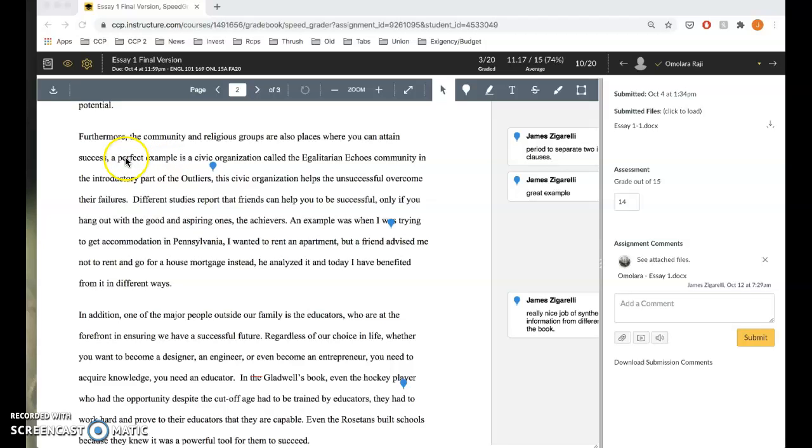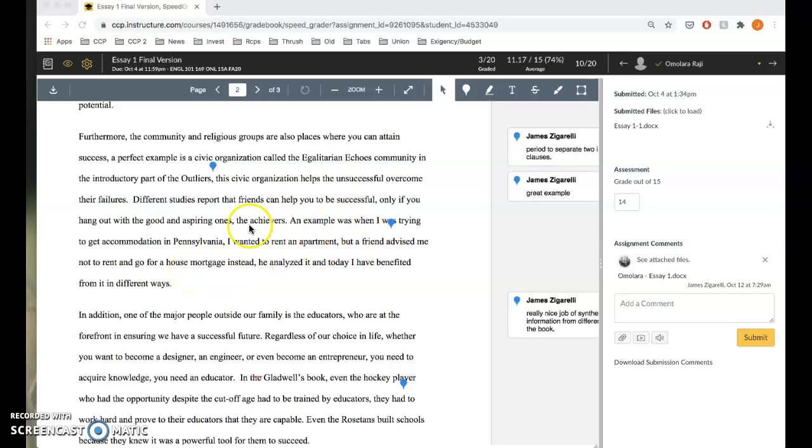So here she moves from family into community and religious groups, right? So one thing I want to point out is this is a nice job of kind of organizing into discrete parts and finding a new way to support her argument that it's the people around you, right? So furthermore, the community and religious groups are also places where you can attain success. A perfect example is a civic organization called the Egalitarian Echoes Community in the introductory part of Outliers, right? And she connects this to her own life where she talks about how somebody helped her get an accommodation in Pennsylvania when she wanted to rent an apartment, and a friend advised her not to rent but to buy a house instead, right?